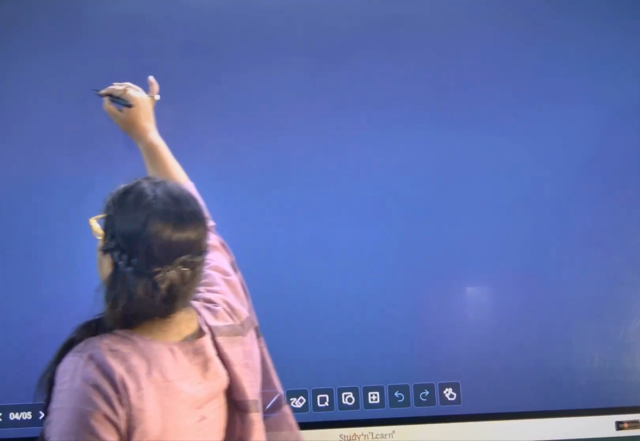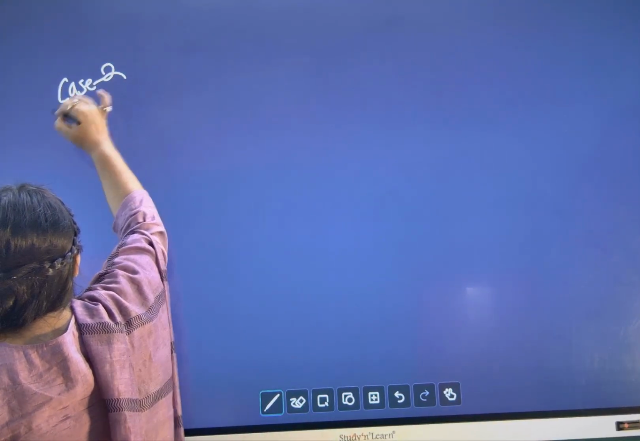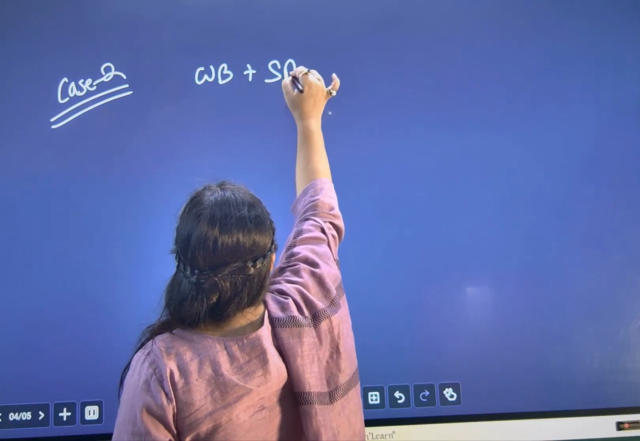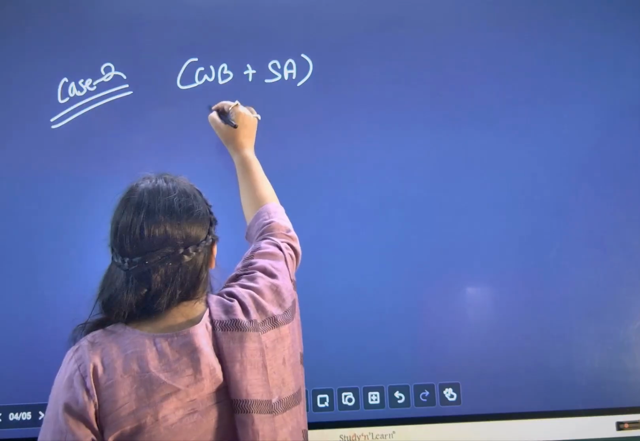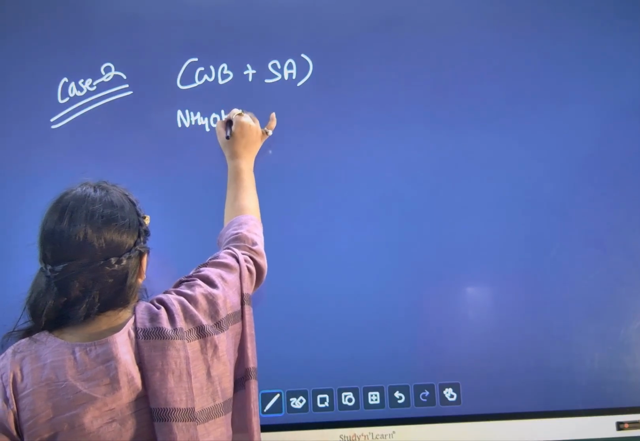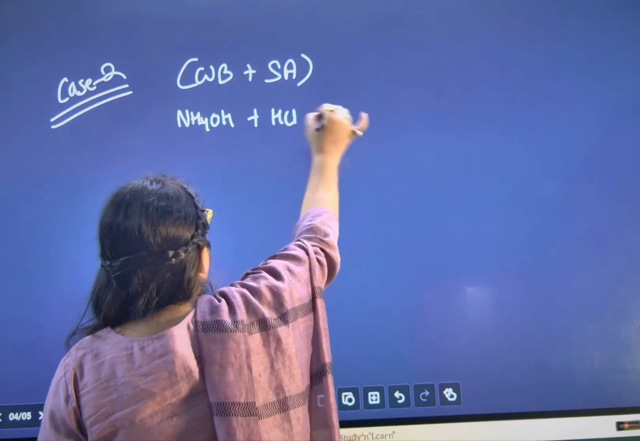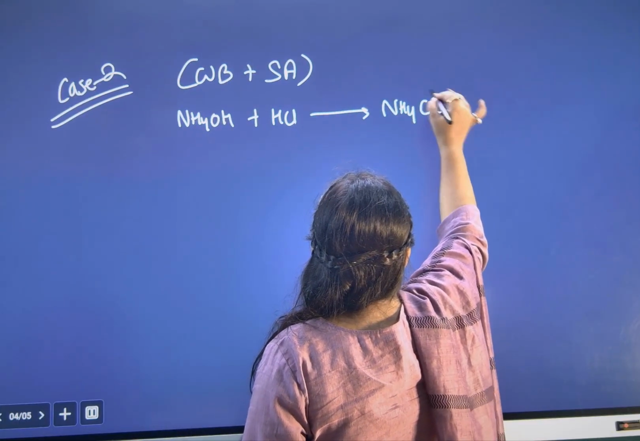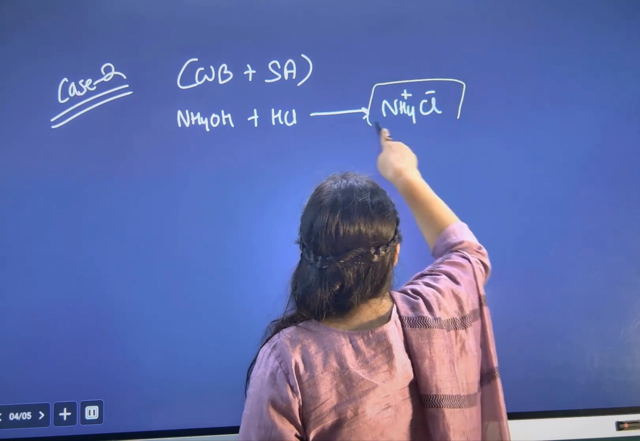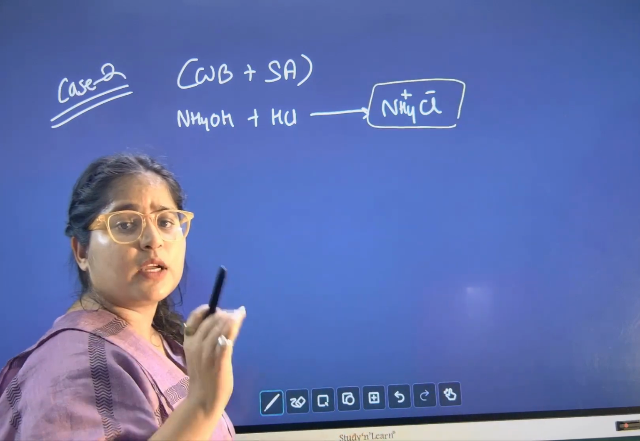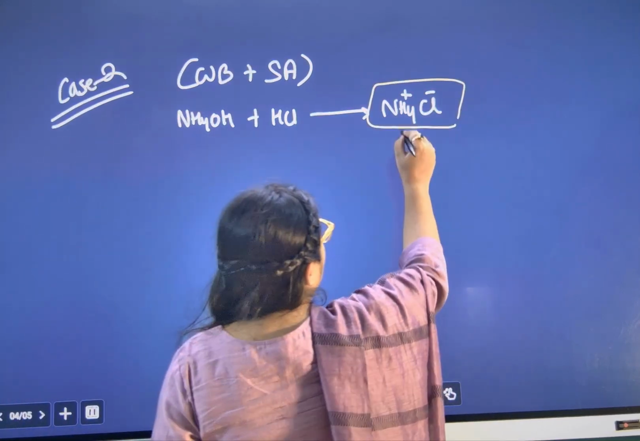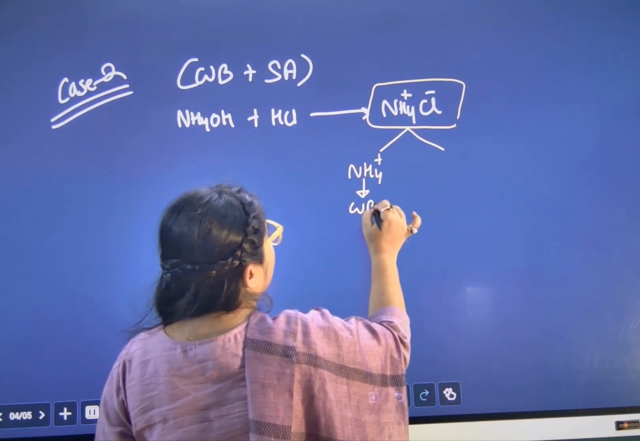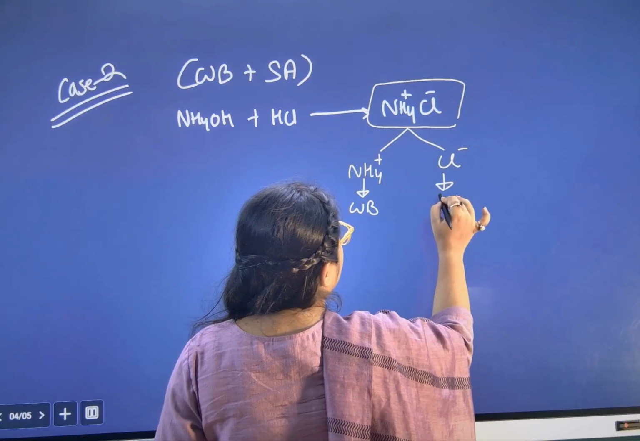Okay, now let us see the second case. Note down case 2. What can be case 2? Let's say weak base plus strong acid. Weak base, let us say I am taking NH4OH, and strong acid I am taking HCl. So when I react them in a neutralization reaction, what will I get? NH4 plus Cl minus. This is our salt of weak base and strong acid. Here we have the NH4 plus cation, and this cation is from the weak base. The Cl minus anion is from the strong acid.